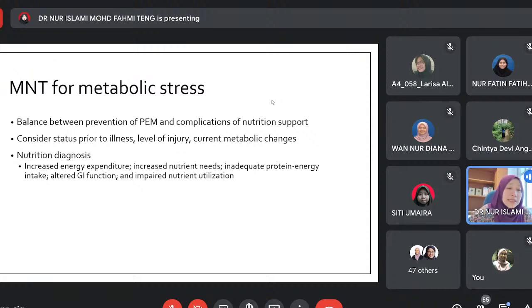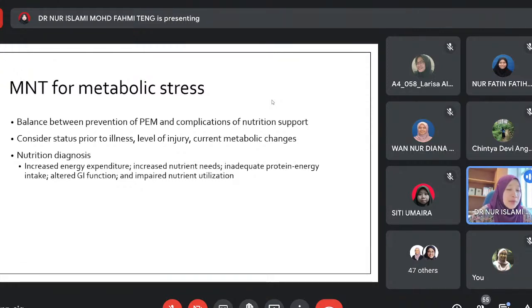Kita kena identify lah. Sebelum ni patient tu ada diabetes ke, patient memang ada kidney failure ke, and then is the patient already malnourished prior to the surgery, and then about the level of injury. Level of injury is also will determine lah dia punya stress level berapa. This is particularly important when you want to determine the energy requirement for the patient, what is the protein requirement for the patient. And then the current metabolic changes.